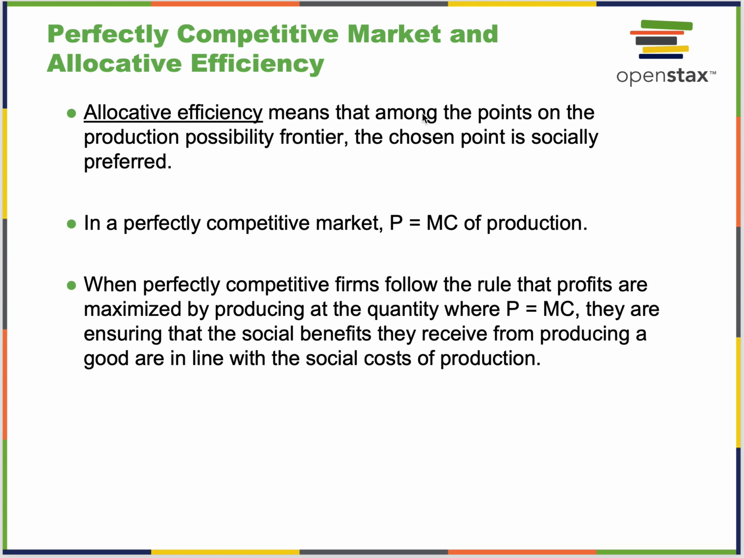Now, does this happen all the time? No, it doesn't. The products go to waste. Things rot in the field. The government pays people to grow more of some crops, and or pays them not to grow any of that crop at all. When perfectly competitive firms follow the rule that profits are maximized by producing where price, which is marginal revenue, equals marginal cost, they're ensuring that the social benefits they receive from producing the good are in line with the social cost of production.